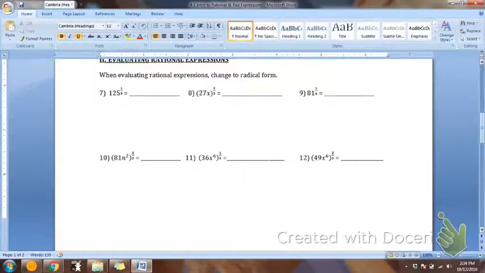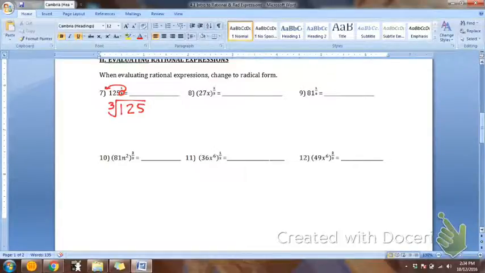On number 7, what I want us to do is change this into radical form. So I have 125 to the 1/3 power. If I write this in radical form, it really is going to be the cube root of 125. You don't have to put the 1 because that just means that you only have 125 underneath there. I reduced it to 5, so would you put it at 5? You could, yes. Your answer is correct, but I want to talk about this.